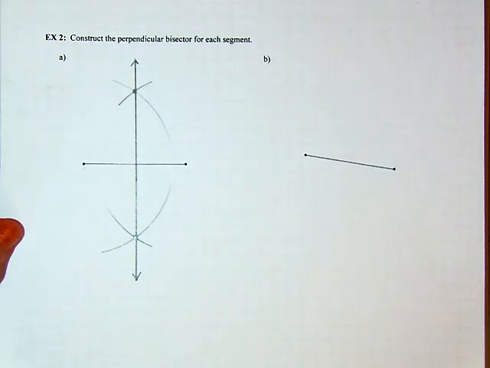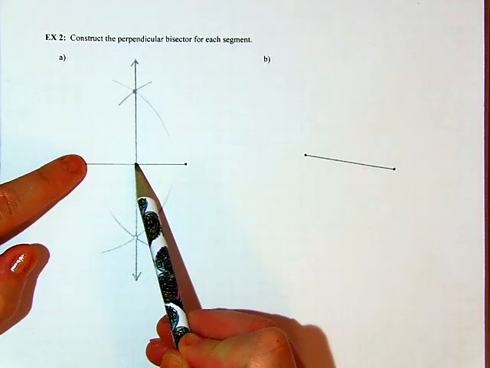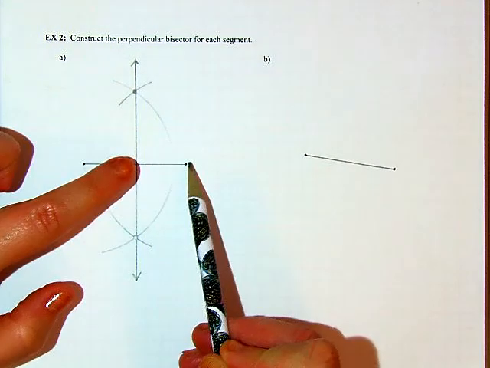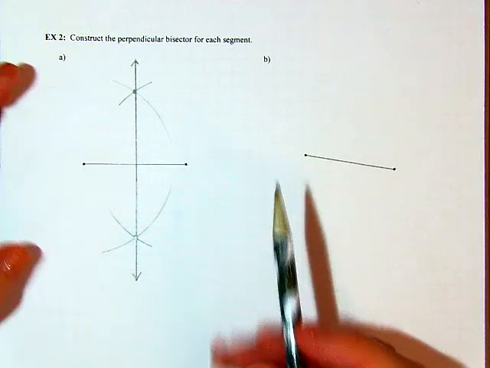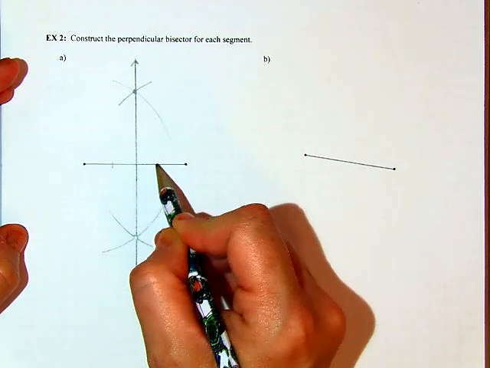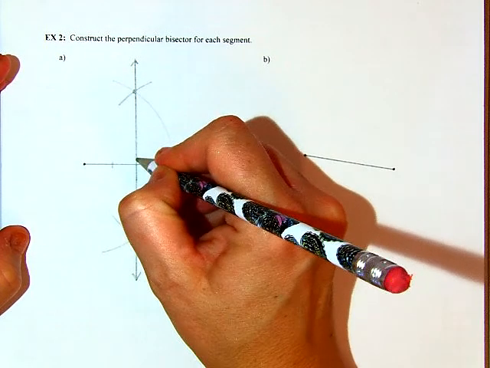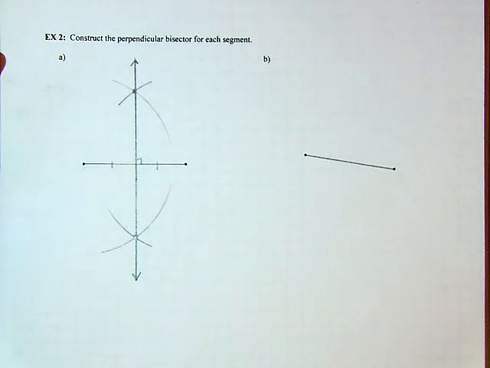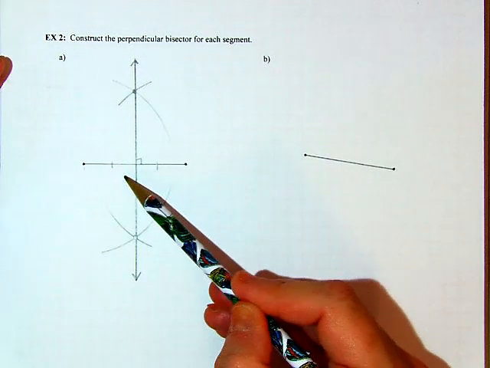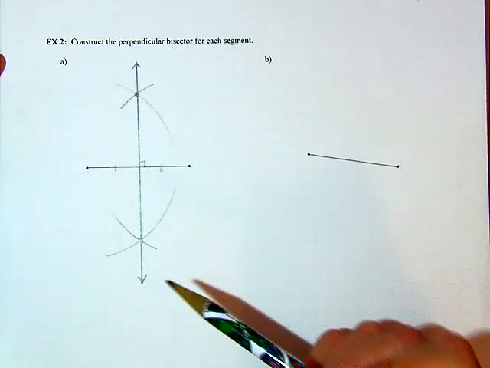So what I should be able to see is that this segment right here is congruent to this segment right here. I could always show that with tick marks. And that I've created these 90-degree pathways, that all of these angles have to be 90 degrees.